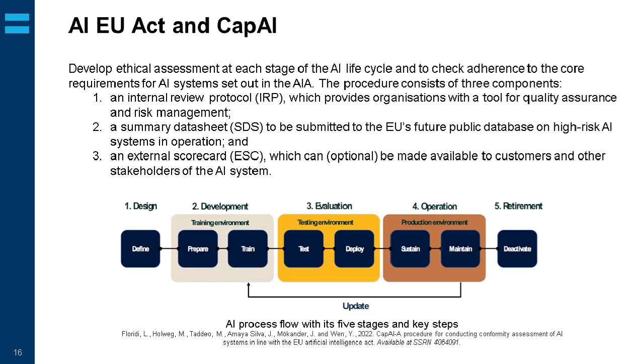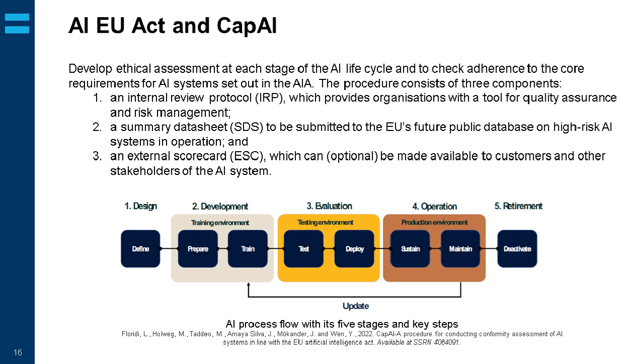Now, at each point of this life cycle, CAP AI basically defines 3 components. So you've got an internal review protocol. This is basically a tool for quality assurance and risk management. It is a very technical document that can be redacted, so it can be shared with others with sensitive information redacted out, but it is that risk management section.